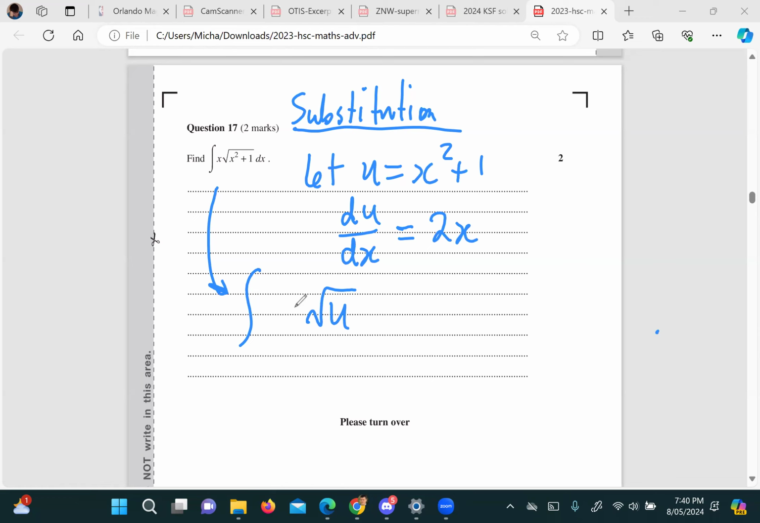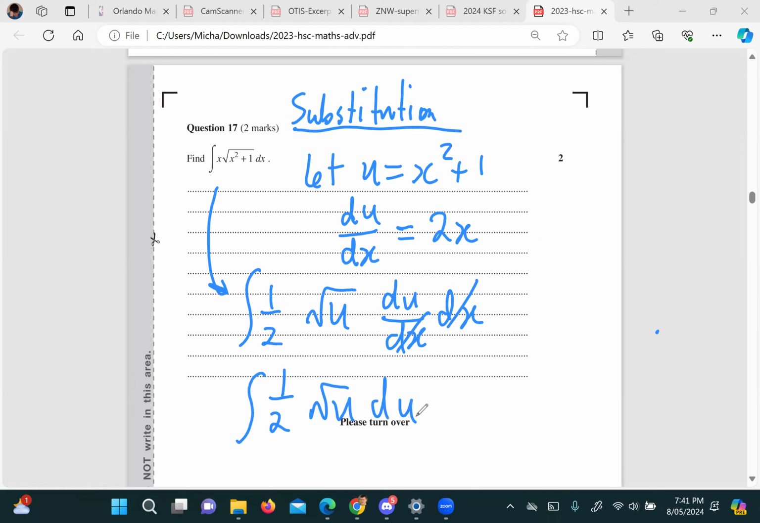And then you kind of have, so there's a little bit of abuse of notation, but you have like half du dx. And so the whole point of the Leibniz notation is that it looks like it cancels, so it's one half root u du.